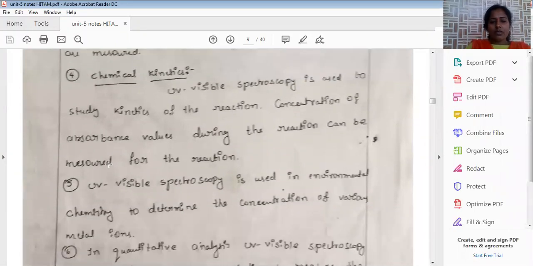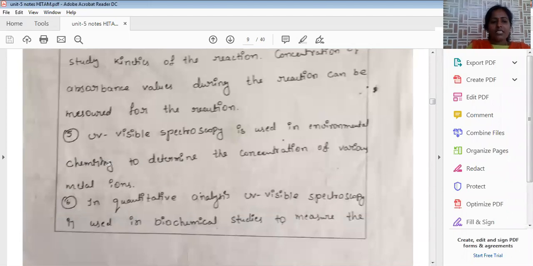this UV visible spectroscopy. The next important application of UV visible spectroscopy is in environmental chemistry. We can identify the concentration of impurities present in the air. Whatever metals or impurity substances are present in the environment, we can detect and identify by using UV visible spectroscopy. So that's why it is an important tool in the determination of environmental impurities.